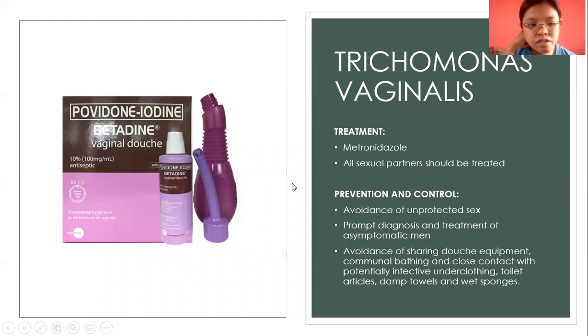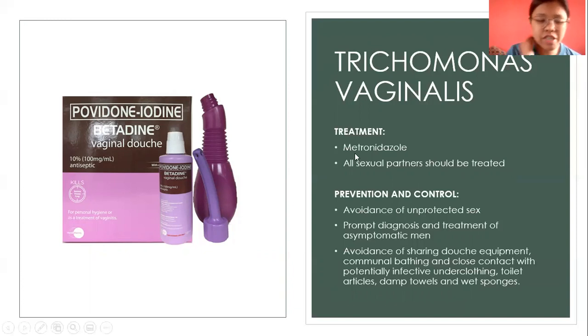Ito yung douching supply. Tulad nito, betadine at iba pa. Ito po yung douching material, para siyang spray bottle. Sabi kasi, for personal hygiene or as a treatment of vaginitis. So, nagtitreat ka nga, pinayagan mo naman yung ibang tao na gumamit ng douching supply mo, so ganun din. Treatment is metronidazole. Then, dapat lahat ng sexual partner ay ititreat din.